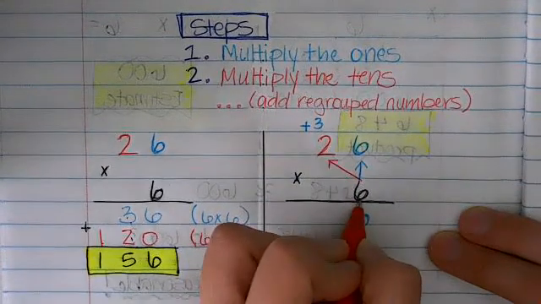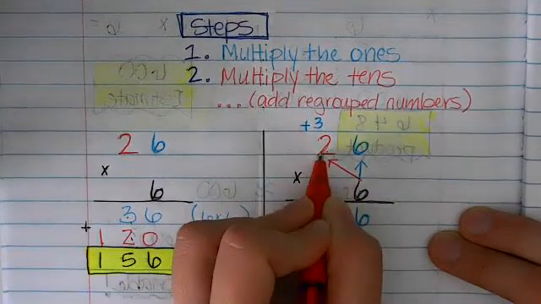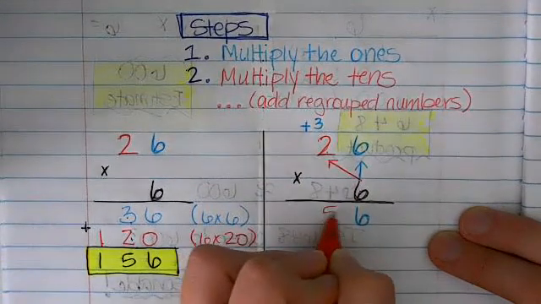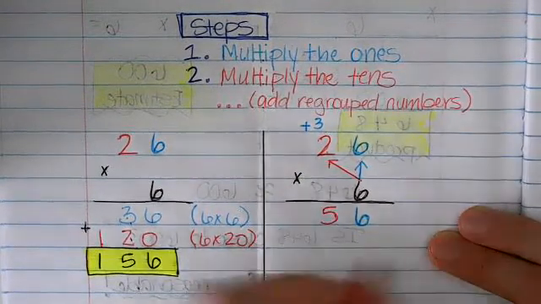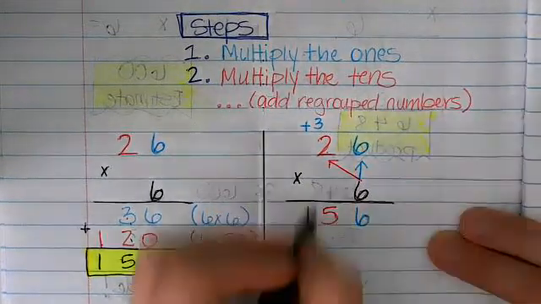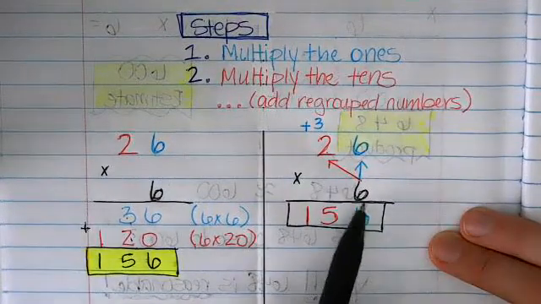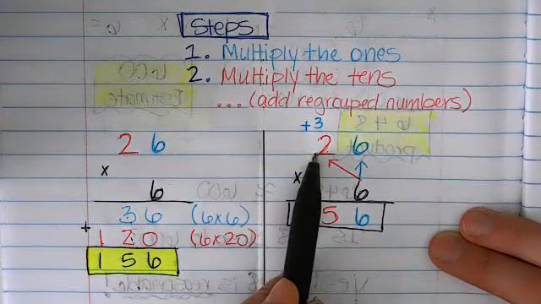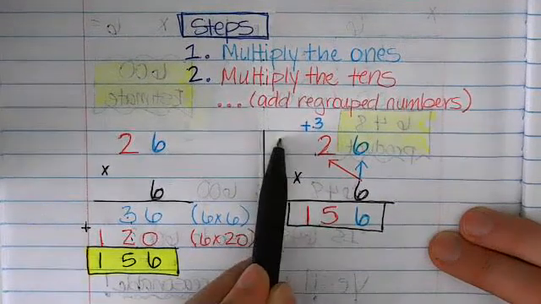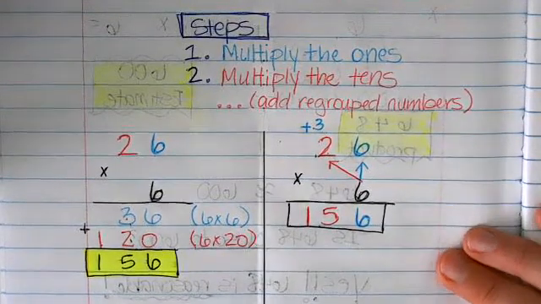So I'm going to say 6 times 20 is 120, plus 30 is 150. So I put a 5 in the tens place and a 1 in the hundreds place. So I find that I get, again, 156. An easier way to think of this is saying 6 times 2 is 12, plus 3 is 15. So I drop down the 5 and I have nothing to regroup over here, so I bring down the 1. Either way, we get the same product.